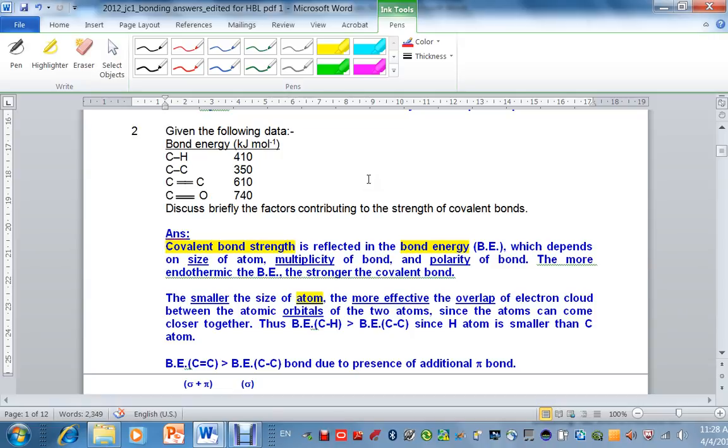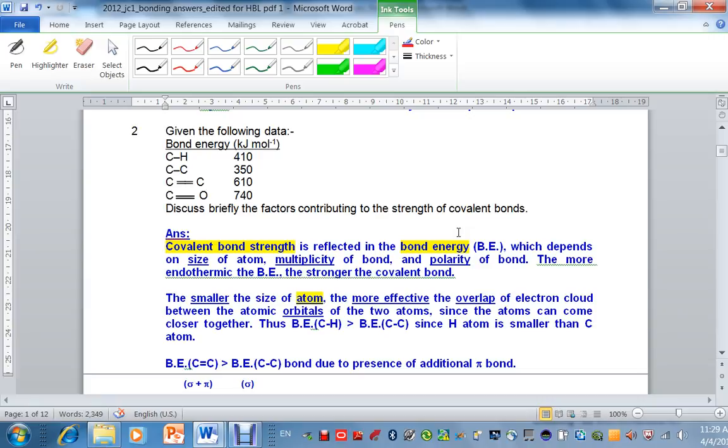The first factor will be size of the atom, multiplicity of the bond. That means whether the bond is single, double or triple. And then something called the polarity of the bond. The strength of the covalent bond is reflected by bond energy. So be careful of the terminology here. Bond energy is strictly for covalent bonds. We never use bond energy to refer to ionic bonds.